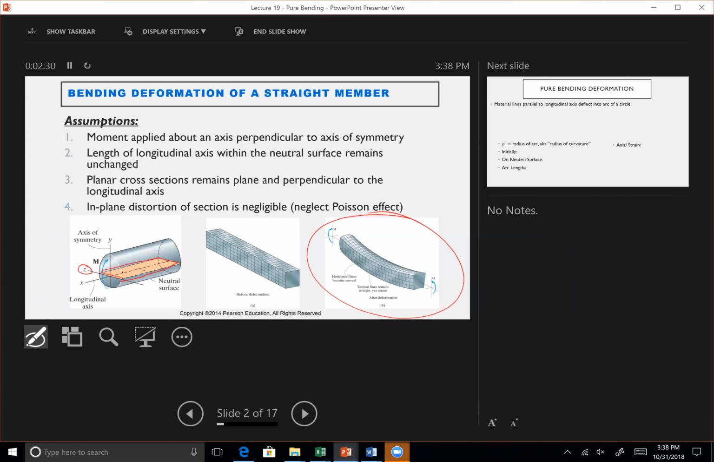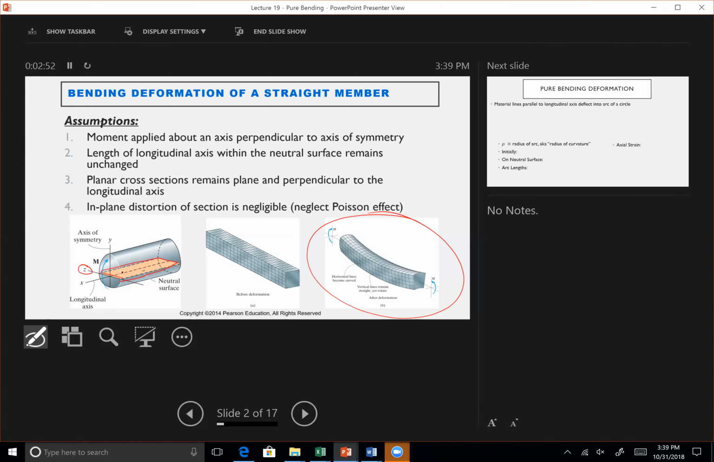It doesn't change. But what happens is that the portions of the member that are above get shorter, the portions that are below get longer if it's bending so that it's concave up. If it's bending so that it's concave down, of course it's the opposite. Now I have shortening below the neutral axis and extension above the neutral axis.